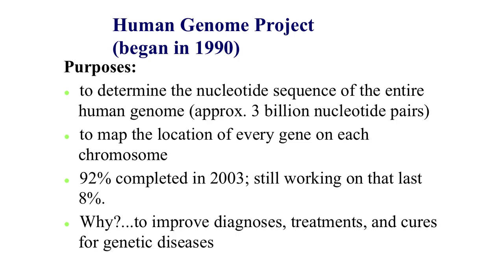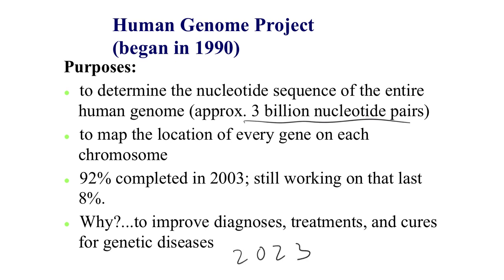Okay, I'm going to insert this slide in right now so I don't forget about it. Since 1990, scientists have been attempting to find the order of the nucleotides in each of our chromosomes. Remember, there's about 3 billion nucleotide pairs in our 23 chromosomes. This task was actually completed in 2023.